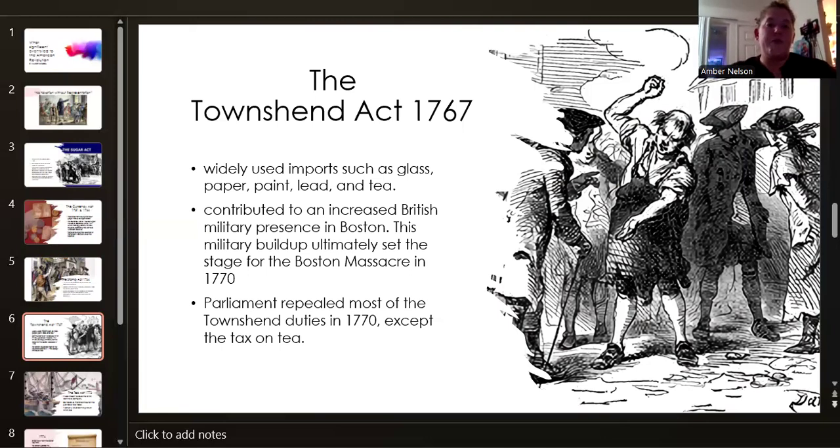As resistance grew, Britain sent more troops to enforce the law, especially in Boston, which only raised tensions further and eventually led to events like the Boston Massacre in 1770. Though most of the Townshend taxes were repealed, the tea tax remained, setting the stage for the next major flashpoint.